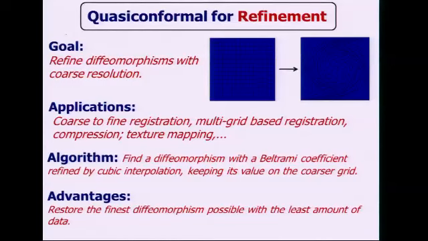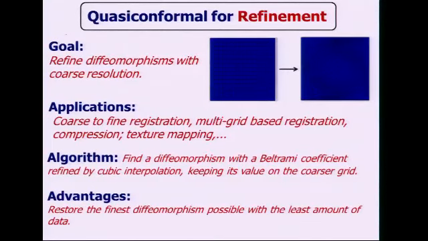Again, the algorithm is very simple, so not too much mathematics here. First, we have a coarse diffeomorphism. We compute the Beltrami coefficient, defined on the coarse grid, and then we do cubic interpolation of the Beltrami coefficient onto a finer grid, keeping its values on the coarser grid. Then we reconstruct the surface diffeomorphism from the refined Beltrami coefficient. The advantage is that we can restore the finest diffeomorphism possible with the least amount of data.